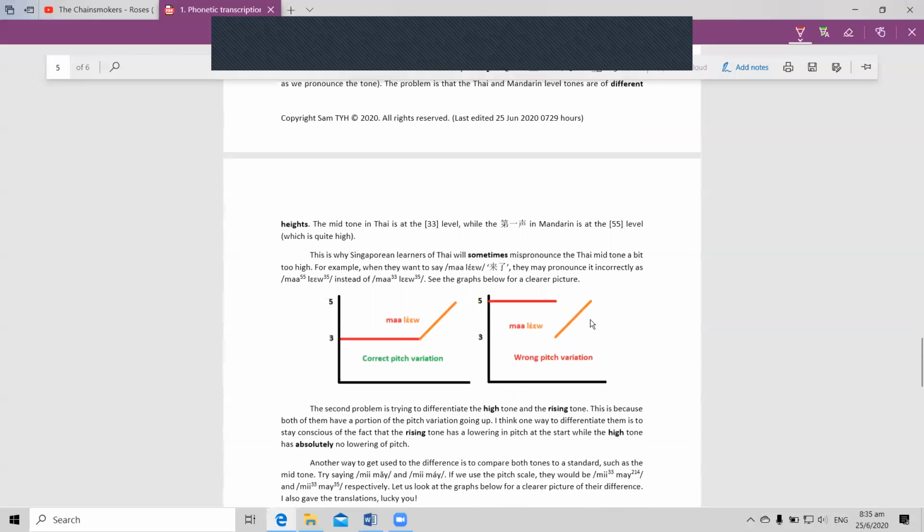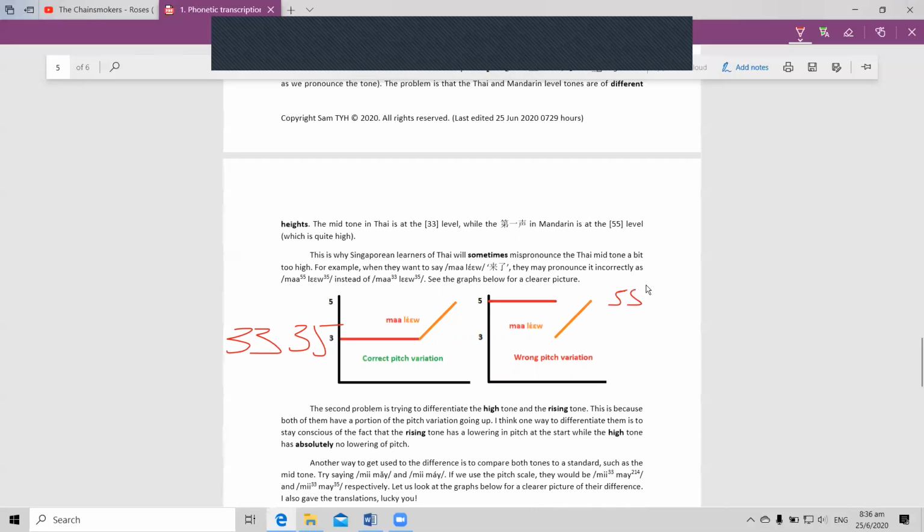So this is why some Singaporean Chinese speakers, when they try to say the word ma lao, which means 来了, where ma means to come and lao means 了, instead of saying ma and then lao, they use the Chinese level tone, the 低声 instead.